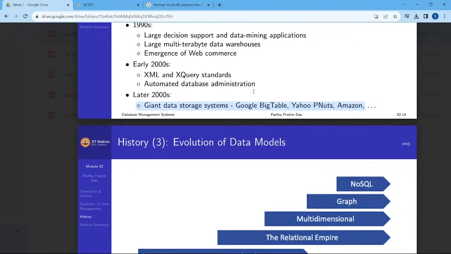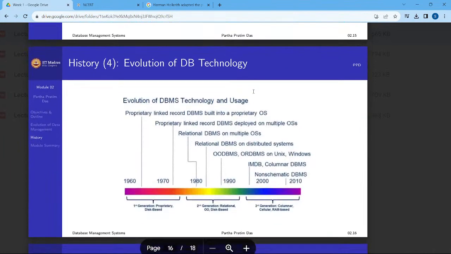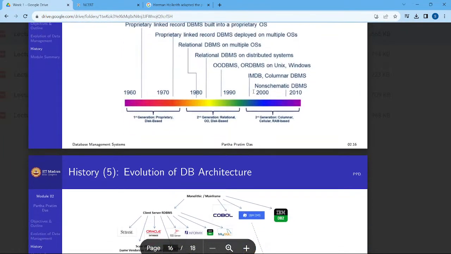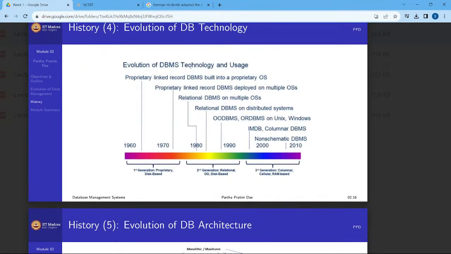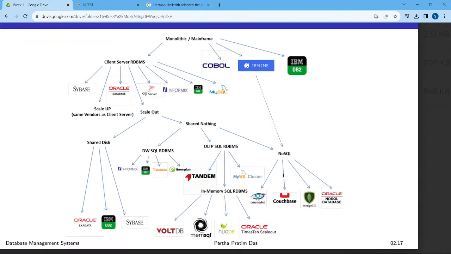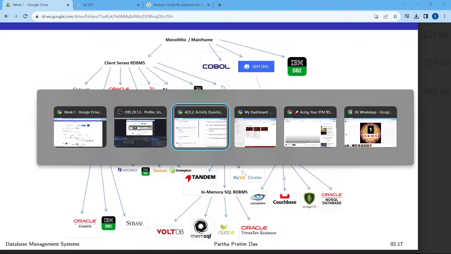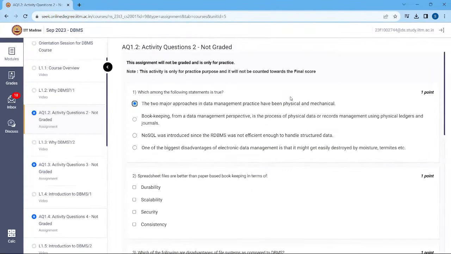This is the evolution. This is a good table. There is no way that you can remember this table, but they have asked questions in the activity regarding this table. So let's start solving the activity problems, shall we?